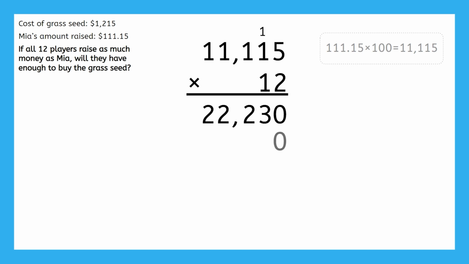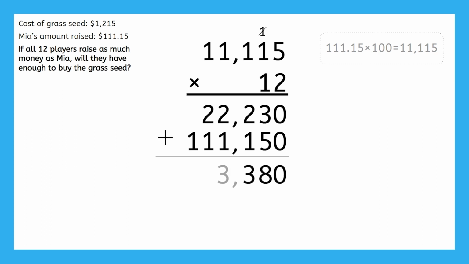Add our placeholder 0 to the second line since we're multiplying by the digit in the tens place, and cross off that regrouped amount from multiplying the ones place just to keep our work organized. Then 1 times 5 is 5. 1 times 1 is 1. 1, 1, and 1. Now, add these up. And we have 133,380.